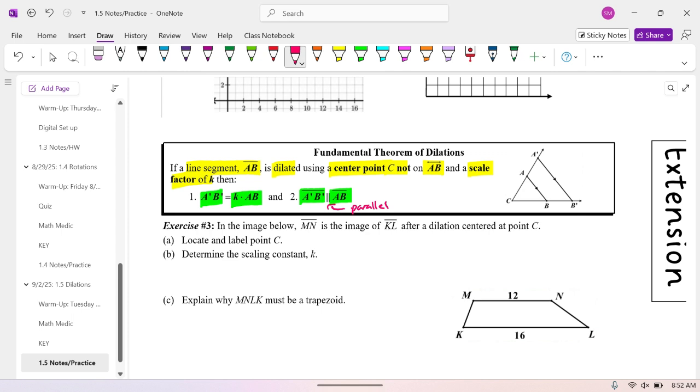That's the shorthand for writing out parallel. All right. So in other words, let's say it was a scale factor of 3. Let's say segment AB was a length of 2. That means the length of A prime B prime would just be 2 times 3, or 6. All right.